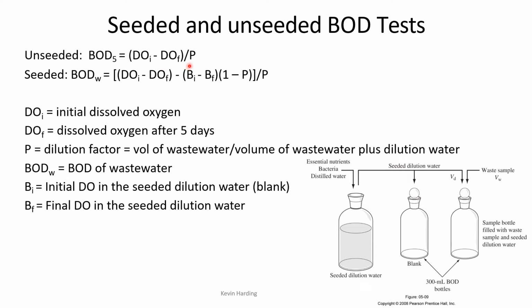If we need to, we would divide it by P, where P is a dilution factor. So if we dilute it, what is the volume of wastewater divided by the volume of wastewater plus the diluted wastewater, dilution water? That will give us the P, just to factor that in. A seeded test, we are going to have a seed dilution. So we have nutrients in the water that we then add to the blanks and to the other system. As I say, please go and read up on this in the textbook.